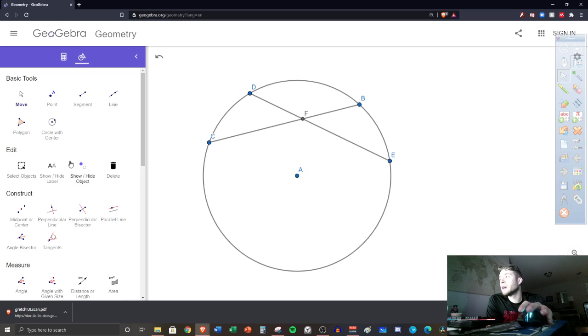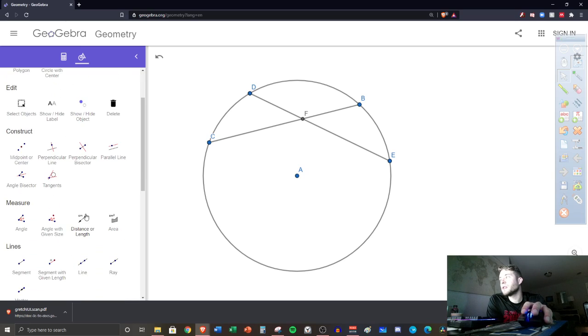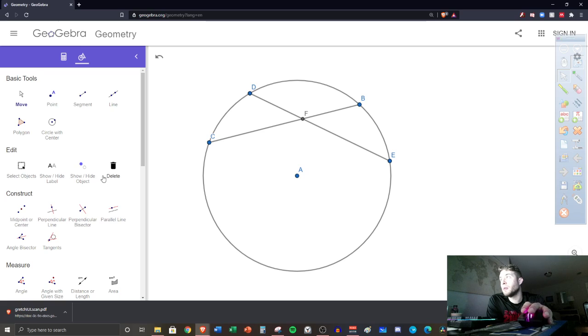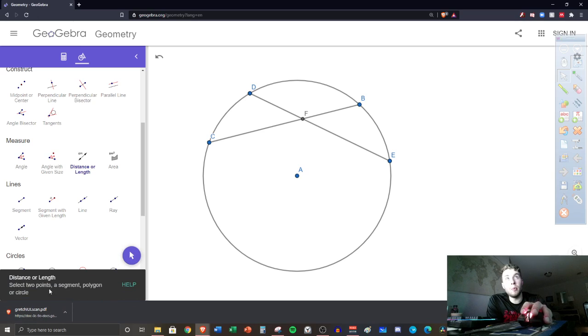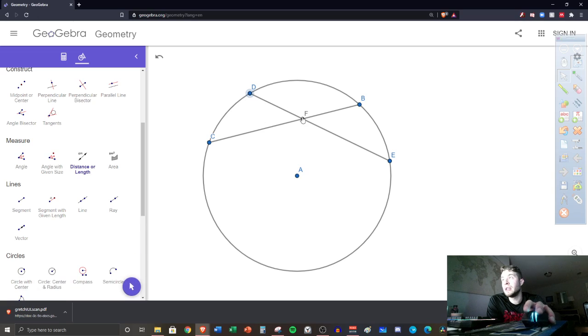So let's go ahead and measure. You grab this, you're going to do show more, and we need our measurement tool for distance or length. So we're going to click that. Now it says select 2 points, a segment or a polygon or a circle. We want to do 2 points at a time here, okay? 2 points. So we're going to go from D to F, from F to C, from B to F, and E to F.